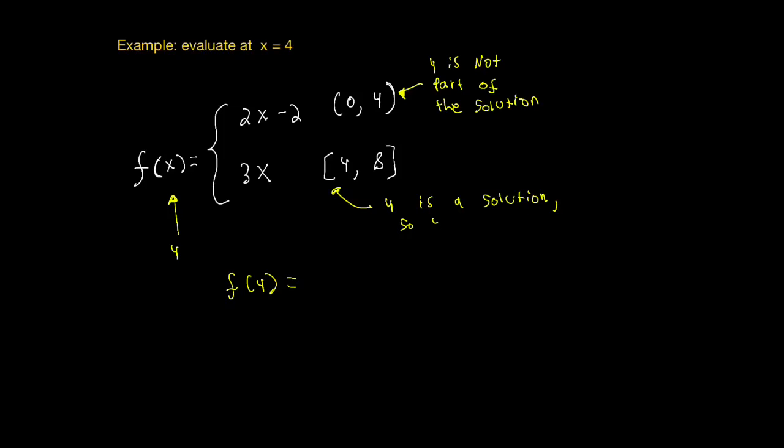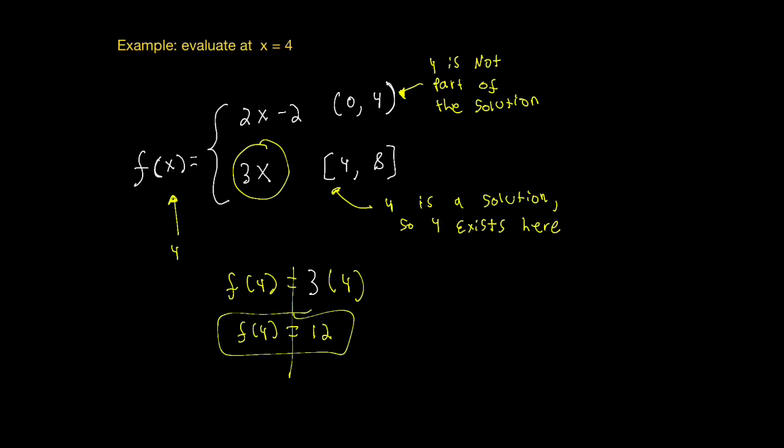So 4 exists. How do you spell exists? Exists here. So we're gonna use this rule, 3x. So everywhere we see an x, we're now gonna replace it by a 4. So I get 3 multiplied by 4, and 3 times 4 is 12. So f of 4 equals 12.